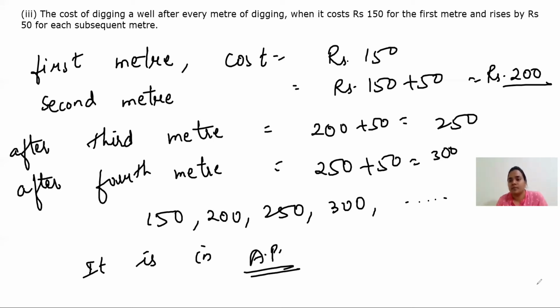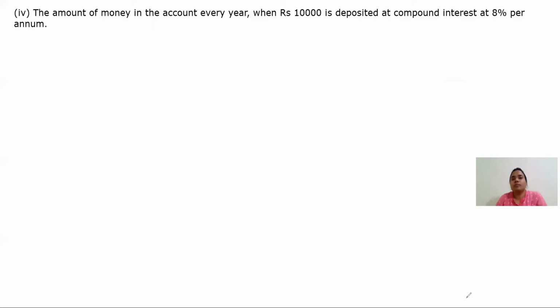So this is because we are adding 50 to the previous term, so it is in AP. Fine. Next, the amount of money in the account every year when rupees 10,000 is deposited at compound interest at 8% per annum. See, I'll tell you this. This is not important for this question, but still I'll tell you the difference between compound interest and simple interest.